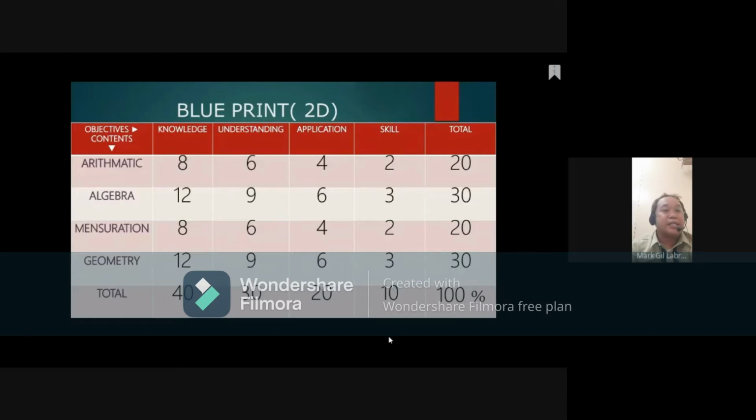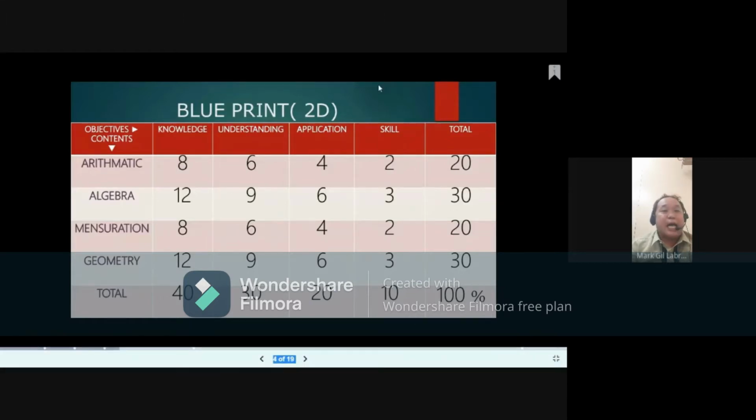As you can see, it is no different from the figure of a TOS. So we have here the objectives. You can put objectives here or even your topic, your contents. And then our taxonomy: we have knowledge, understanding, and application. You can add skills. For us, it's remembering, what else is that?